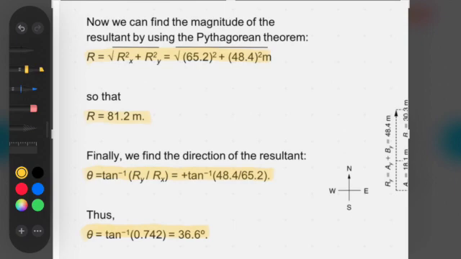Now, to give our answer, we typically want to describe that. It's going to be 36.6 degrees north of east, but again, there are ways to describe the angles without having to use the cardinal directions. And in this case, we could just leave it as 36.6 degrees.